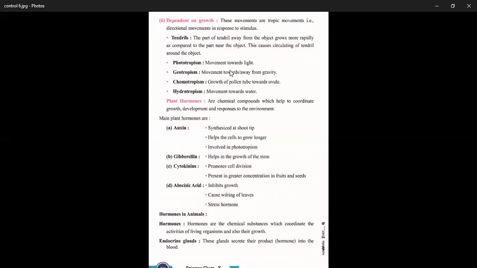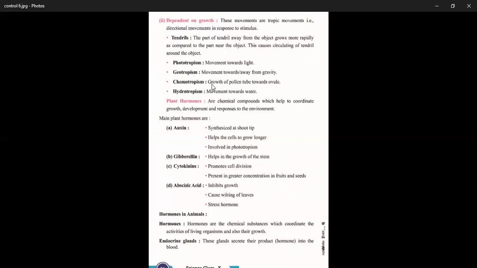Now geotropism: geo means gravity and tropism means directional movement. Movement of a plant part towards gravity is geotropism, for example the root. Chemotropism: movement of a plant part towards a chemical is called chemotropism, and the example is the germination of a pollen tube on a stigma and its movement towards the ovule. And how does it move to the ovule?